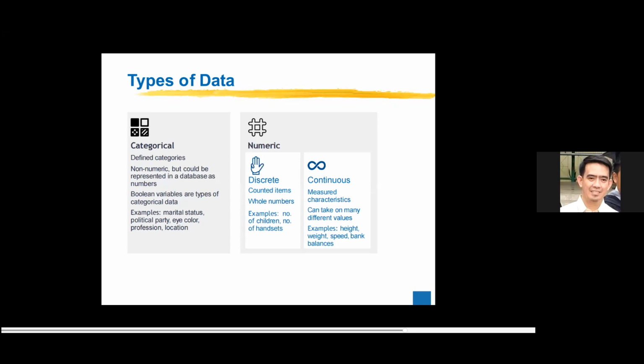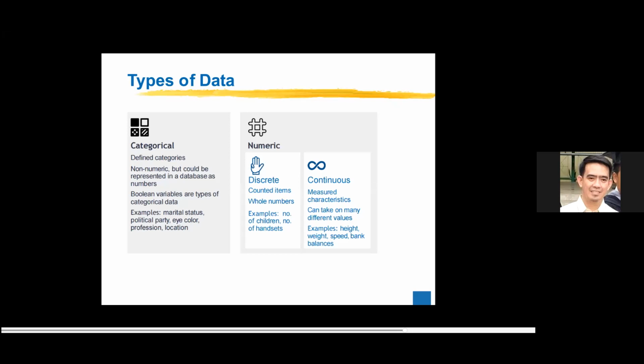So when we talk about categorical data, we're actually defining here data with defined categories. Meaning to say it could be non-numeric, but could be represented in a database as numbers. So something like category sex with a value of male and female. But also when you implement this on a database, for example, it can be treated as 0 as male and 1 as female, so things like that.